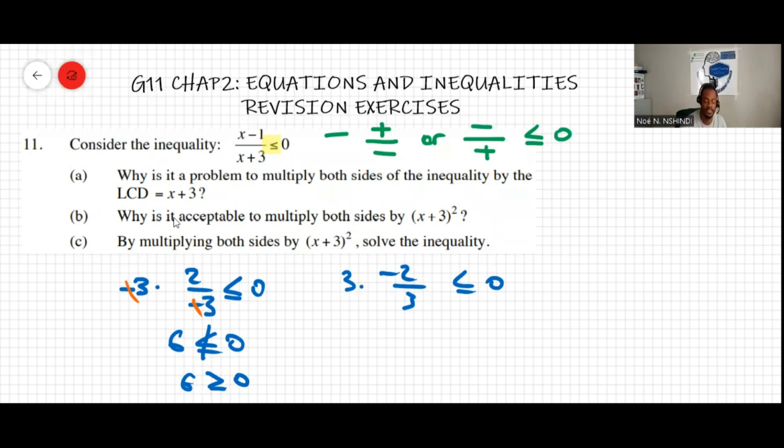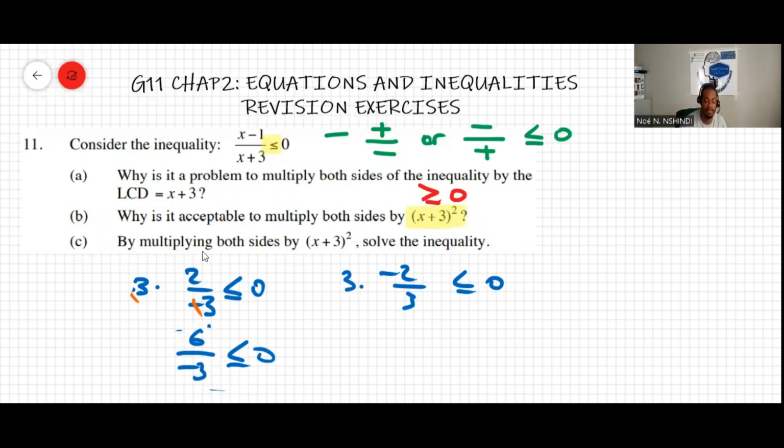Okay, and now B says, why is it acceptable to multiply both sides by x plus 3 raised to the power of 2? Yes, this makes sense because x plus 3 to the power of 2 is always positive. Always positive. So if I multiply here by a positive number, say a positive 3, it will not affect my inequality, because it's going to be like 6 over negative 3, which is still less than or equal to 0. So also on the other side, the inequality will still remain the same.